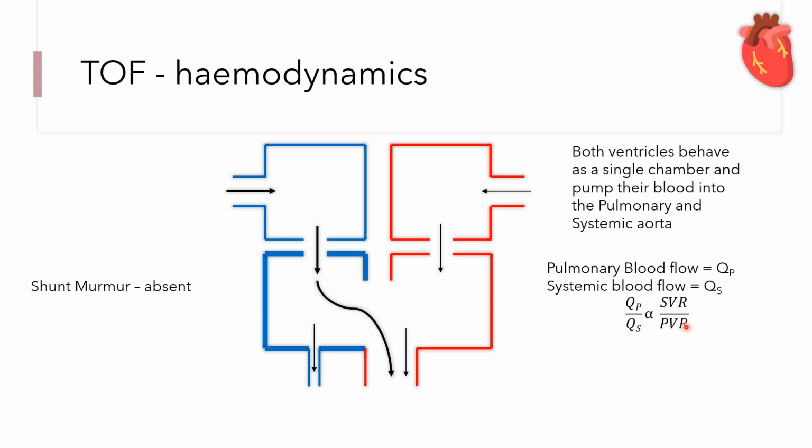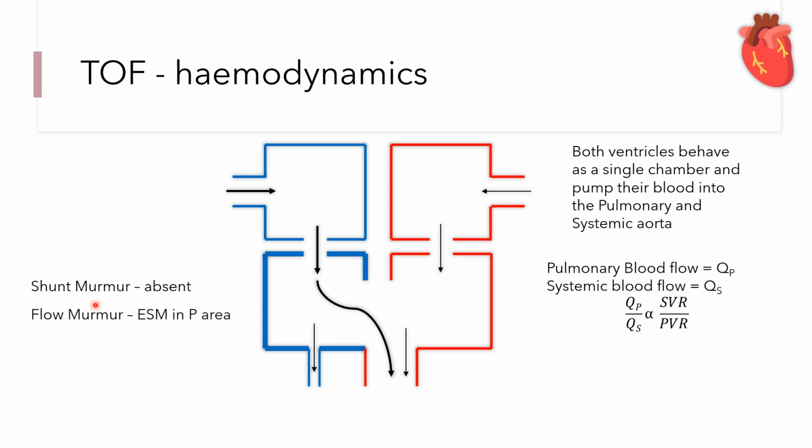So the important thing to know here is that as there is little or less pressure gradient between the RV and LV through the ventricular septal defect, there is no shunt murmur. No murmur is there because of the ventricular septal defect shunt, because the pressure gradient between the LV and RV is very less.